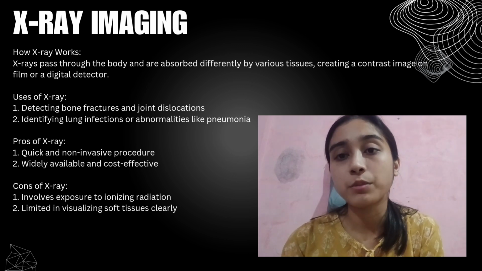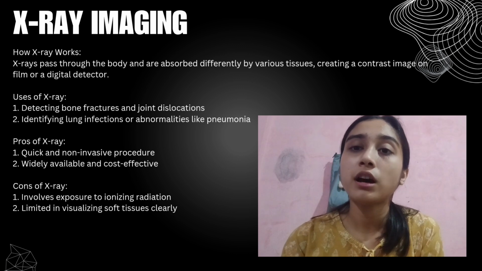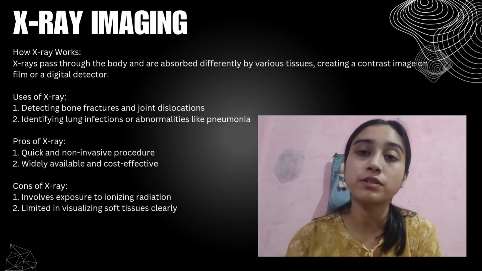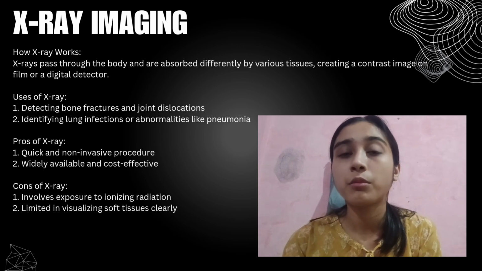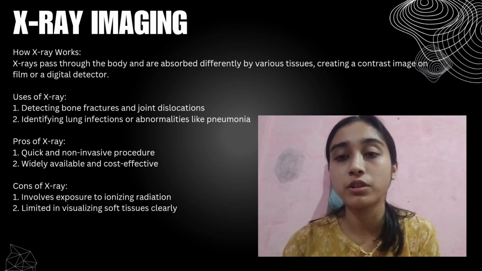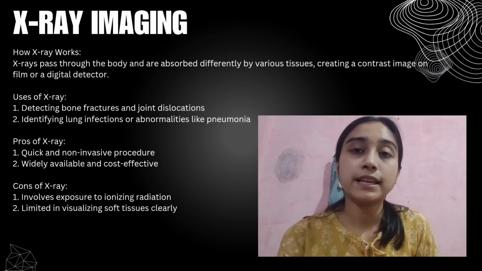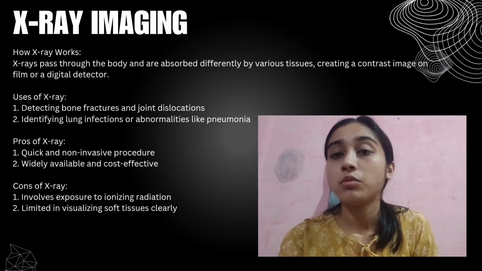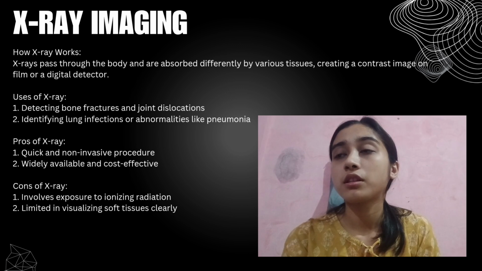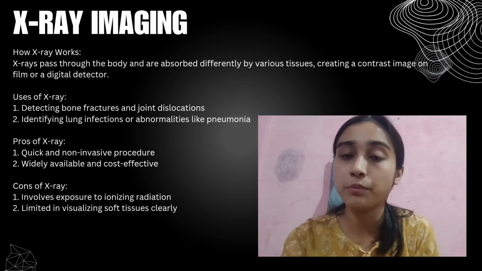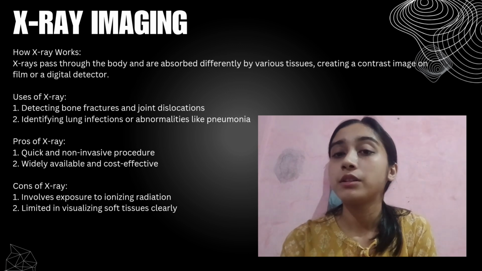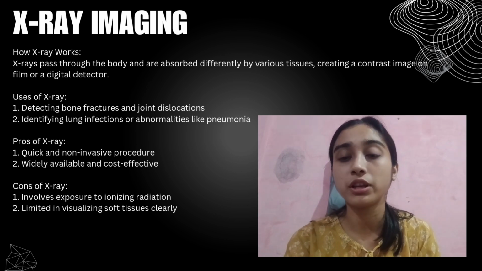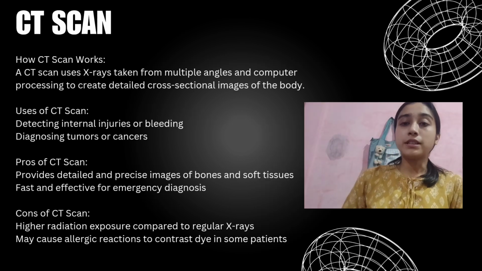So what are the uses of X-ray imaging? The uses of X-ray imaging are in detecting bone fractures and joint dislocations, diagnosing infections such as pneumonia, monitoring lung conditions. For example, chest X-ray is commonly used to detect lung disease like pneumonia or tuberculosis. So, what are the pros and cons of this X-ray imaging? Now, X-ray imaging is fast and cheap, but it involves radiation, which is not good for the human body.